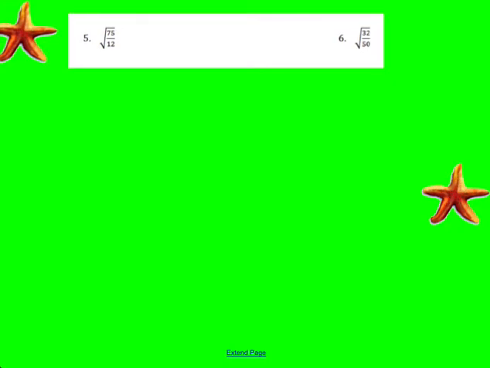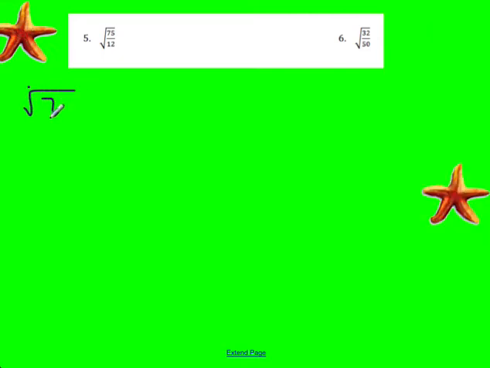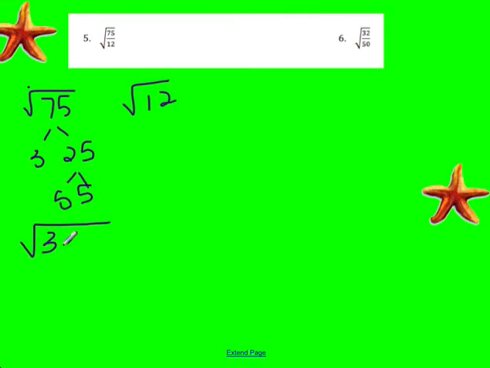All right, so let's take a look at these next ones. For these next ones, we want to divide out 75 and 12. So we have 75 and we have 12. Well, 75 we can break down to 3 and 25. 25 breaks down to 5 and 5. So then we have 3 times 5 times 5. Because I have a pair of 5's, I can take that out and put it on the outside. So I'm left with 5 square root of 3 for my 75, which is not my final answer.